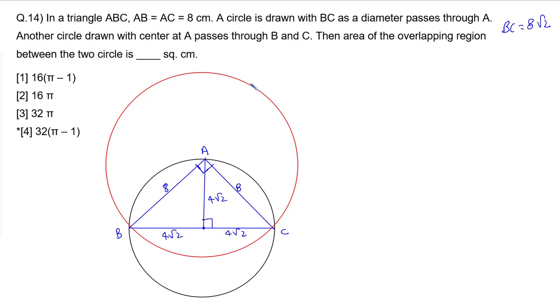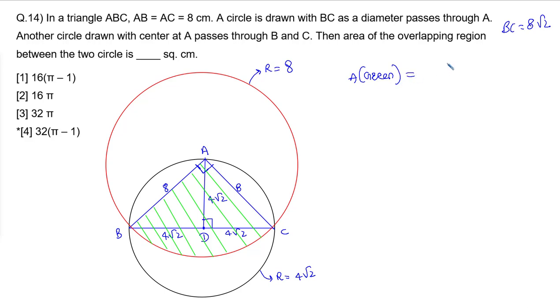So the radius of this circle is equal to how much? AB, that is 8. And the radius of this circle is equal to 4 root 2. Now after that, the overlapping region. Over here you can see that this is a part of the overlapping region and this is a sector of the big circle. So we can find the area of this sector first of all. Let me shade this. So the area of the green region is how much?